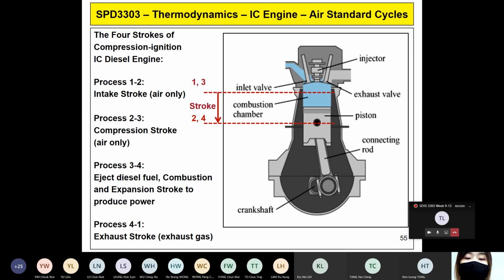You have an internal combustion engine. The corresponding one is the external combustion engine.